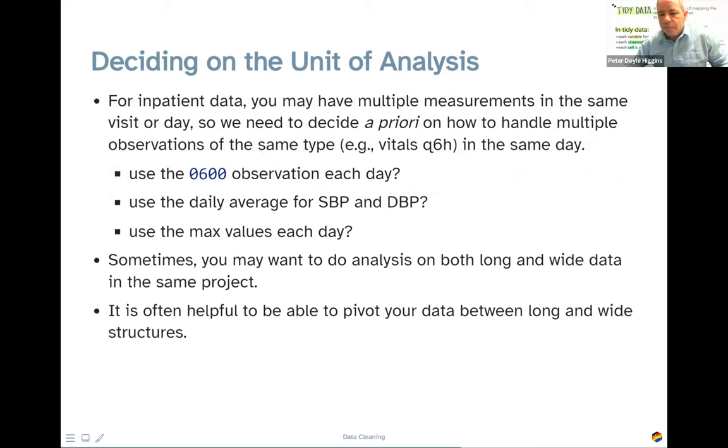So you need to decide up front how you're going to handle multiple observations of the same type, like vitals every 6 hours in the same day or the same hospitalization. You could use the 0600 observation each day for blood pressure, or use the daily average for SBP and DBP, or use the max values each day if that's what you're concerned about. Sometimes you may want to do an analysis on both long and wide data in the same project, but for different questions. So it's often helpful to be able to pivot your data between long and wide data structures.